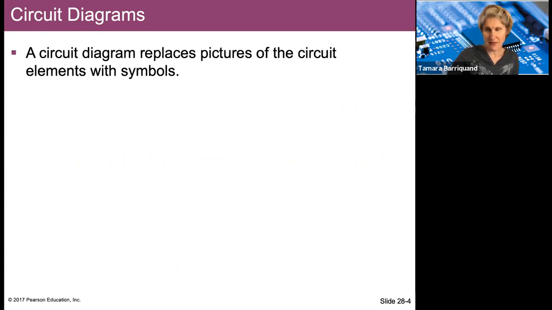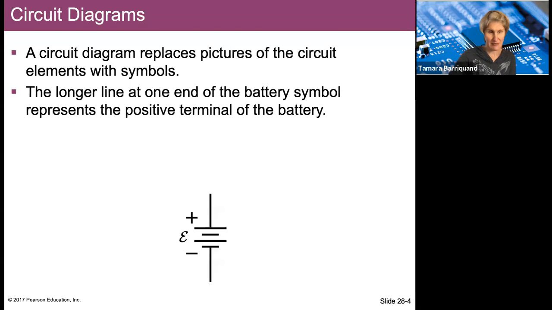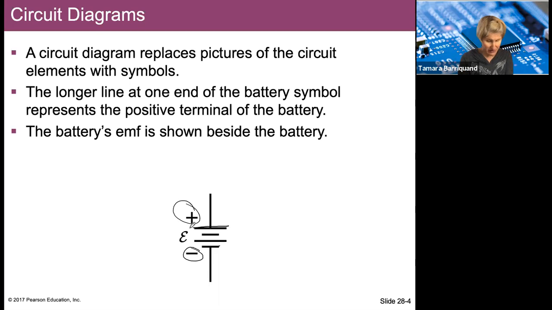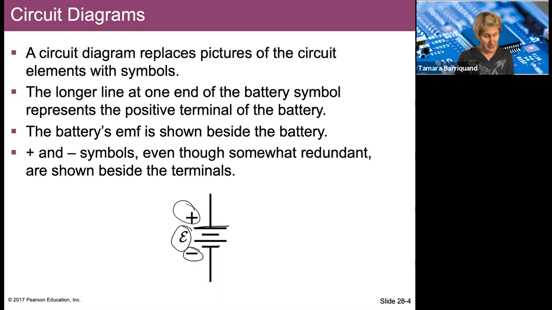So let's look specifically at the symbol of a battery. So here's the symbol of a battery that we just saw. And what we notice is that there's a longer line on one end and a shorter line on the other end. This longer line is the positive terminal. The shorter line is the negative terminal. The battery's EMF is shown right next to it. It's usually written right next to it, the actual value of the EMF. And then we also have the plus and minus symbols. Those aren't always there. Sometimes you just need to know the longer line is the positive terminal and the shorter line is the negative terminal.